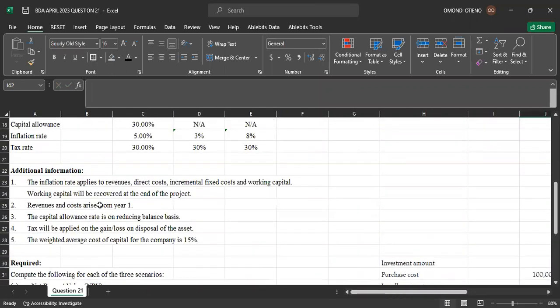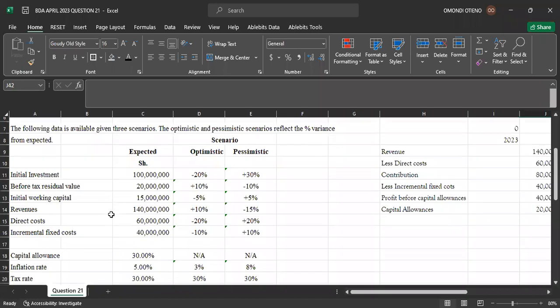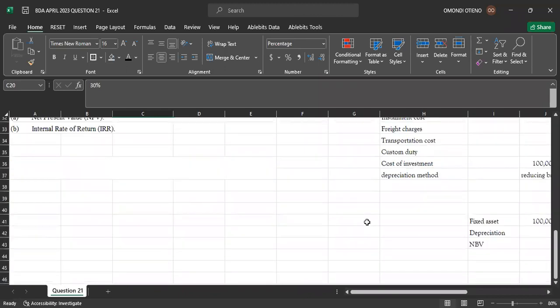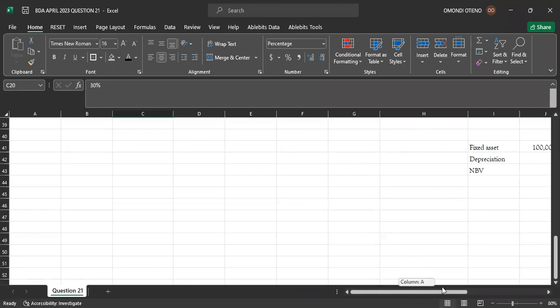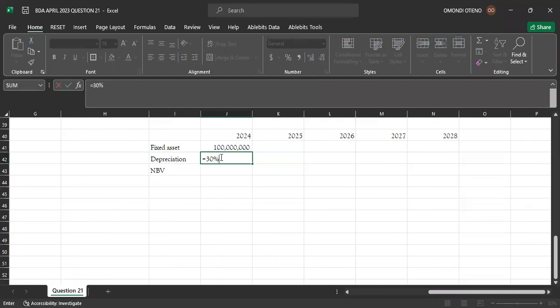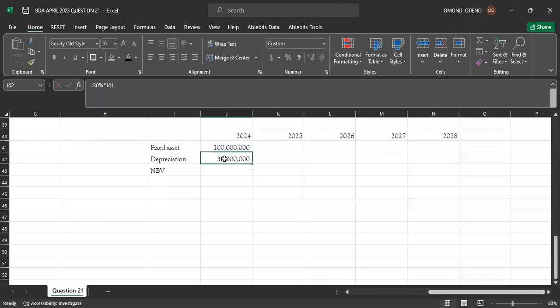Somebody might be wondering, that 30% was given to us as the tax rate. Why are we converting it to depreciation rate? Let's look at it here. The capital allowances rate is 30%. So this 30% is what we are taking, not the 30% of tax rate, no. So we come to our workings here and get what? Equal to 30% of what? Of the cost. We have our 30% to give us 30 million.